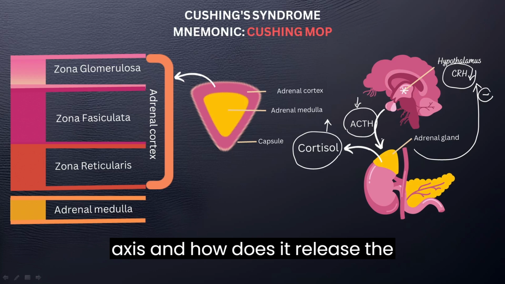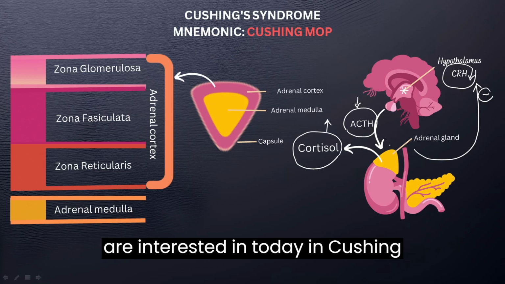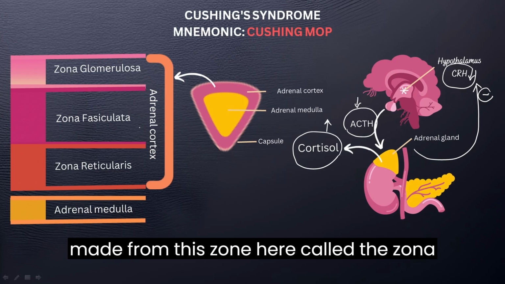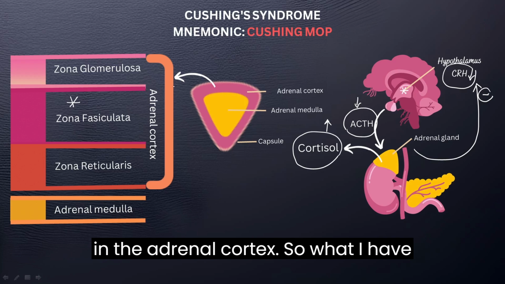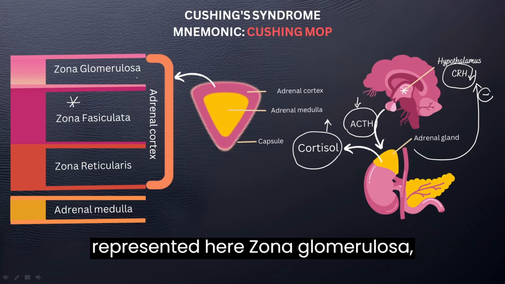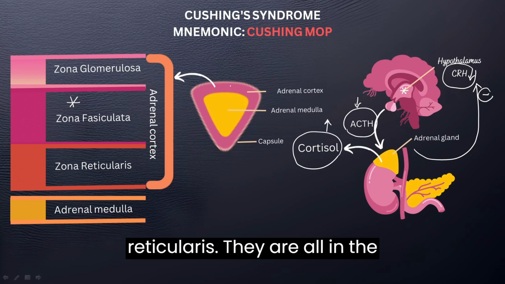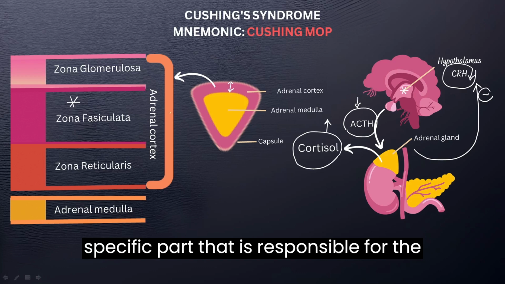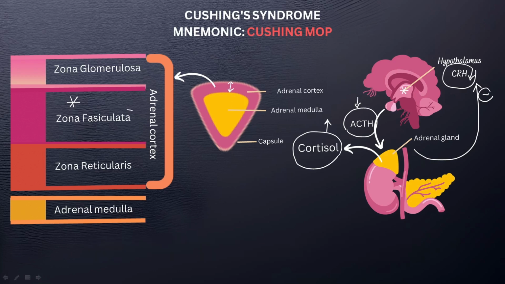And how does it release the cortisol, the hormone of subject that we are interested in today in Cushing syndrome? So, cortisol is made from this zone here called the zona fasciculata. This zone is in the adrenal cortex. So, what I've represented here, zona glomerulosa, zona fasciculata, as well as zona reticularis, they are all in the adrenal cortex here. But the specific part that is responsible for the synthesis of cortisol is the zona fasciculata.